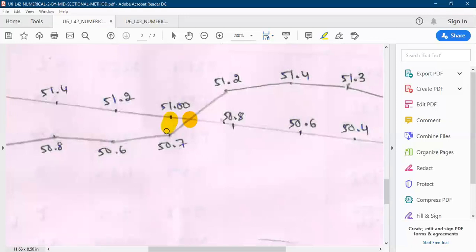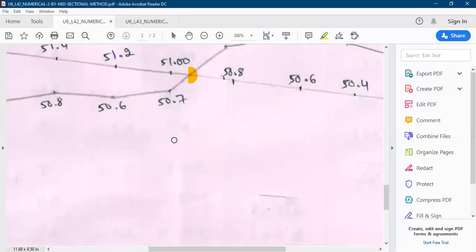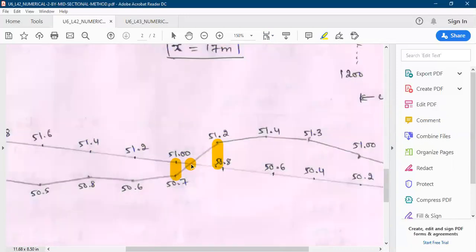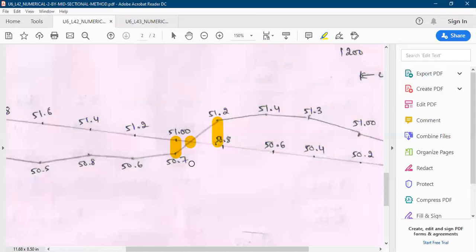Right, so here we can get the depth as 51 minus 50.7, right? So this portion we can get depth as 0.3. Similarly, here it is 51.2 minus 50.8. So at that point we can get depth as 0.4, right? In between these two, the point where RL of formation crosses the RL of ground, at that point the depth will be 0, right? So before it comes as 0, it will be having some portion here up to this. So this is where we have to do the filling, right?